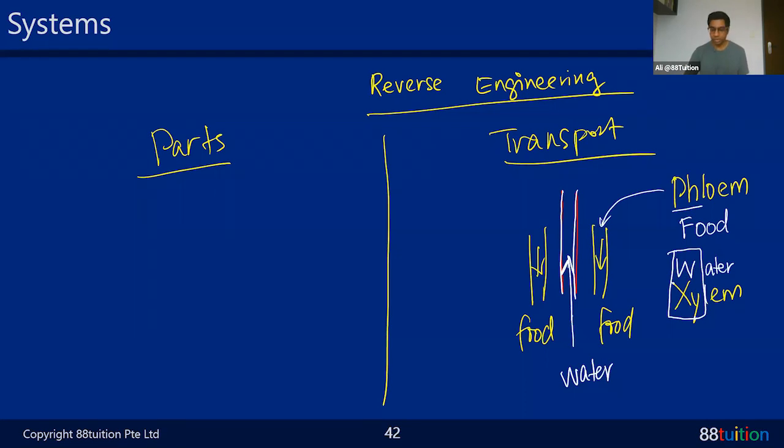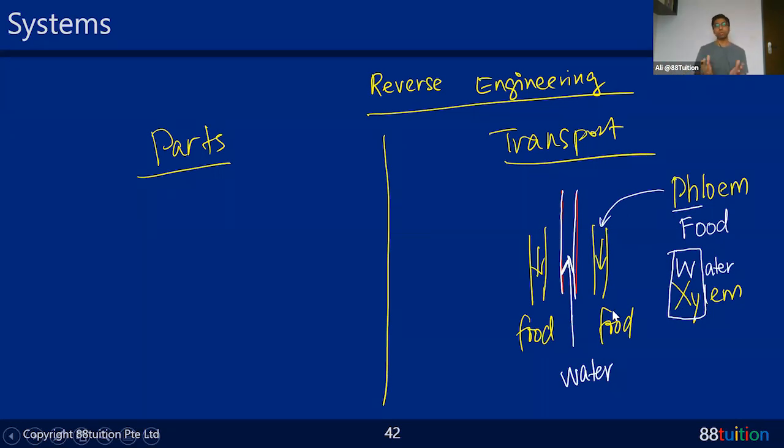So W, X, Y come together, which means you can remember xylem always carries water. Is that good? Okay. So now you can remember who carries what, right? Phloem will always carry food. Xylem will always carry water. Now you'll remember the parts much better. Okay, so these are the things.